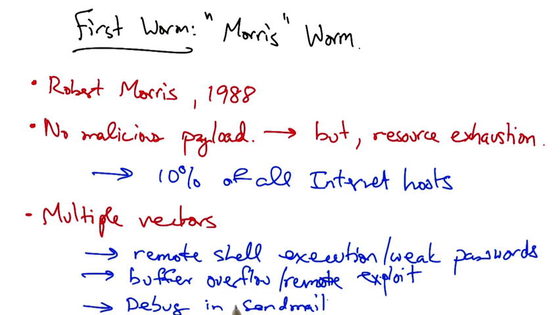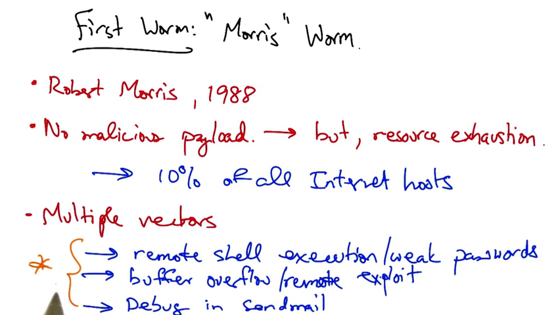The third way that the worm spread was via the debug command in SendMail, which is a mail sending service. In early SendMail versions, it was possible to execute a command on a remote machine by sending an SMTP message. The worm used this capability to spread automatically.